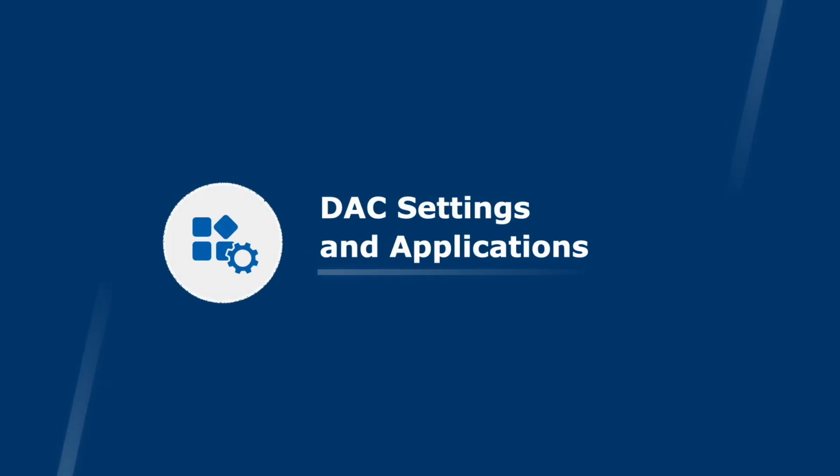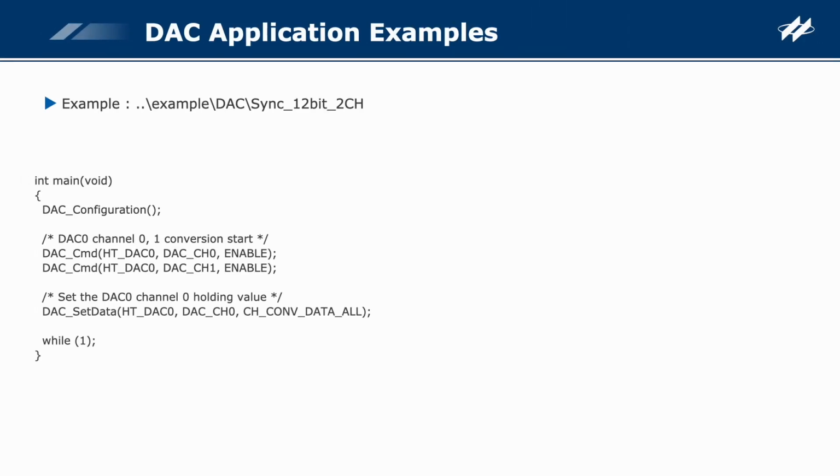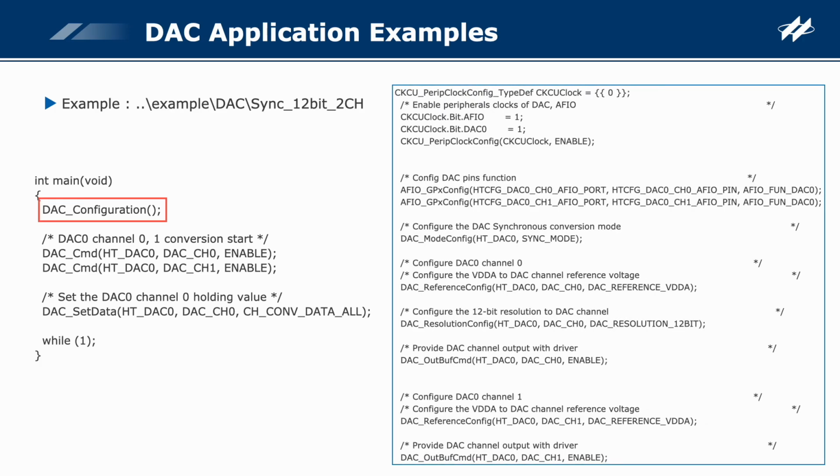DAC Settings and Applications. The example program is from the DAC example SYSC 12-bit CH of the HT32 FW lib. First configure the DAC. Enable the DAC clock. Configure the I/O pin as the DAC channel 0 and channel 1 output.